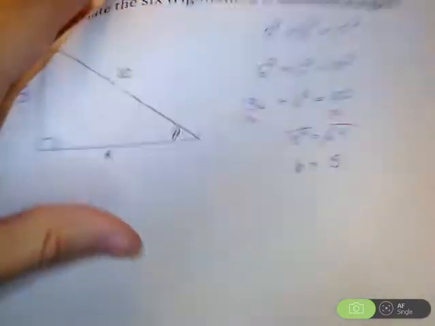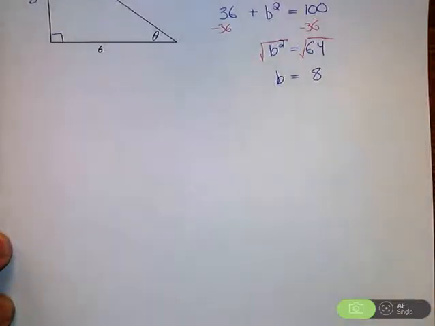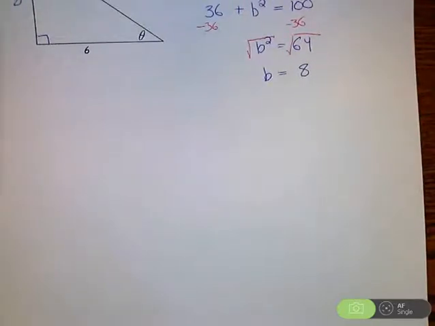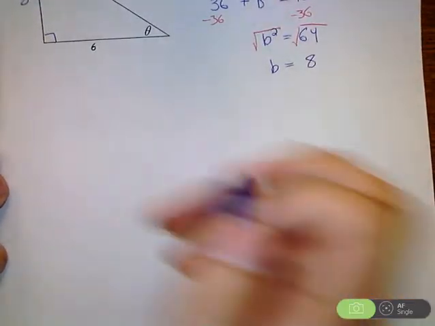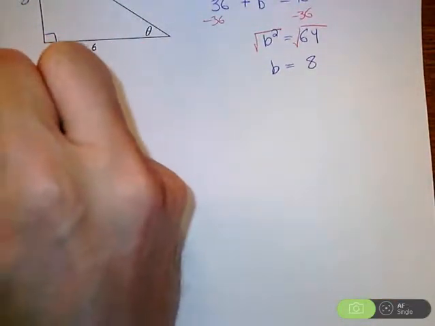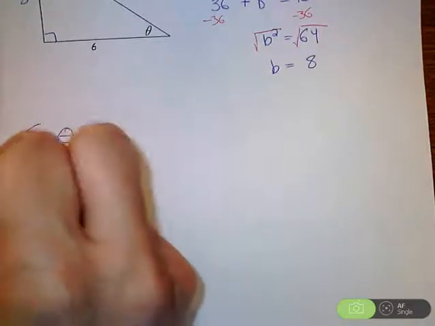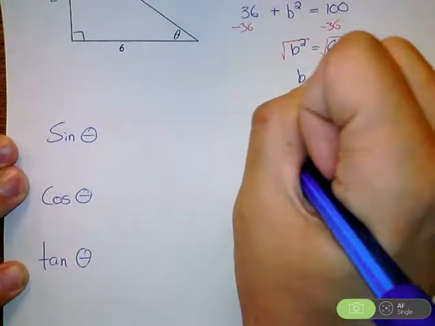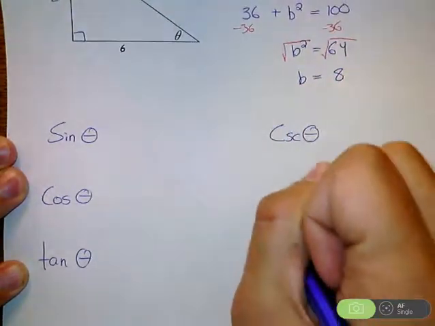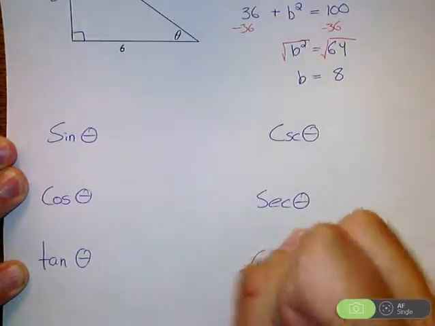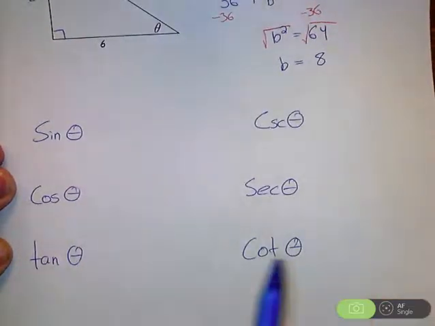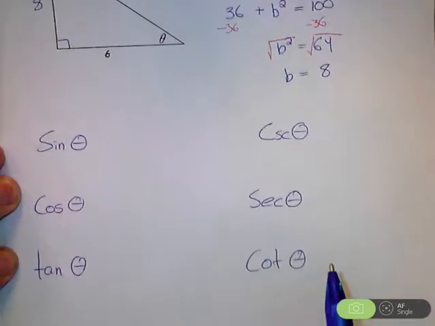Now, I'm ready to go through my 6 trigonometric functions. I do have a video that talks about the 6 basic trigonometric functions. So if you need to reference that, you should probably do that before we go through the rest of this. So I need to know what sine of theta is. I need to know what cosine of theta is. I need to know tangent. And then I need to know cosecant, secant, and cotangent. So I'm going to fill out all 6 of these first, and I'm going to see if I could simplify any of them afterwards.